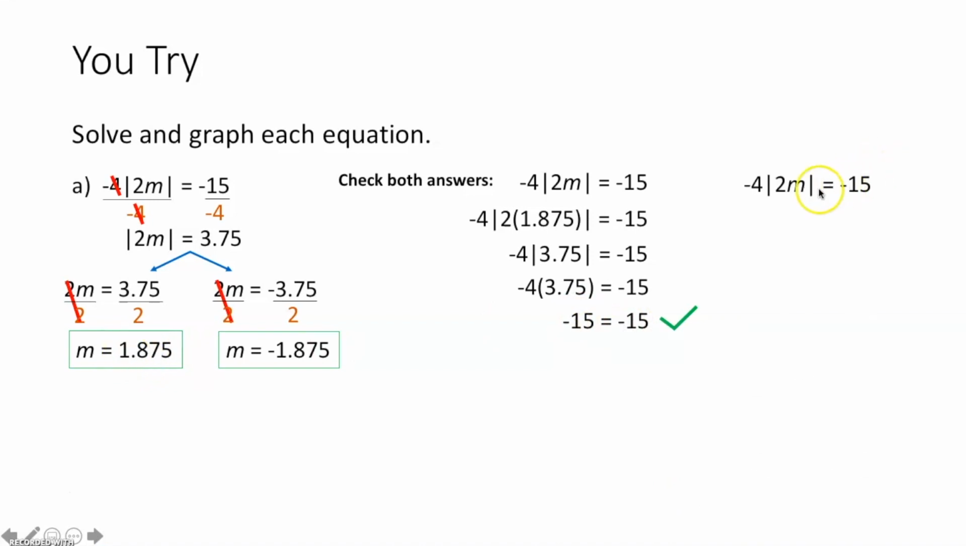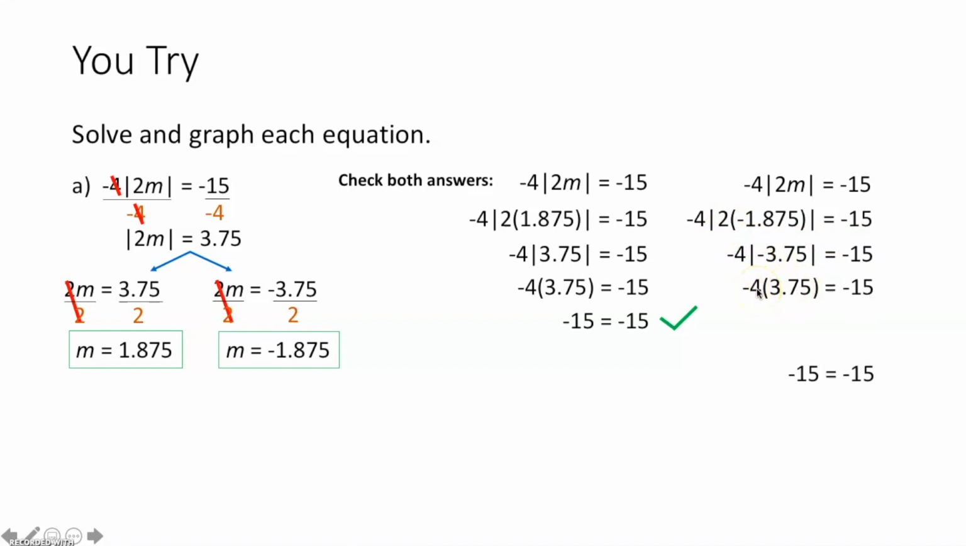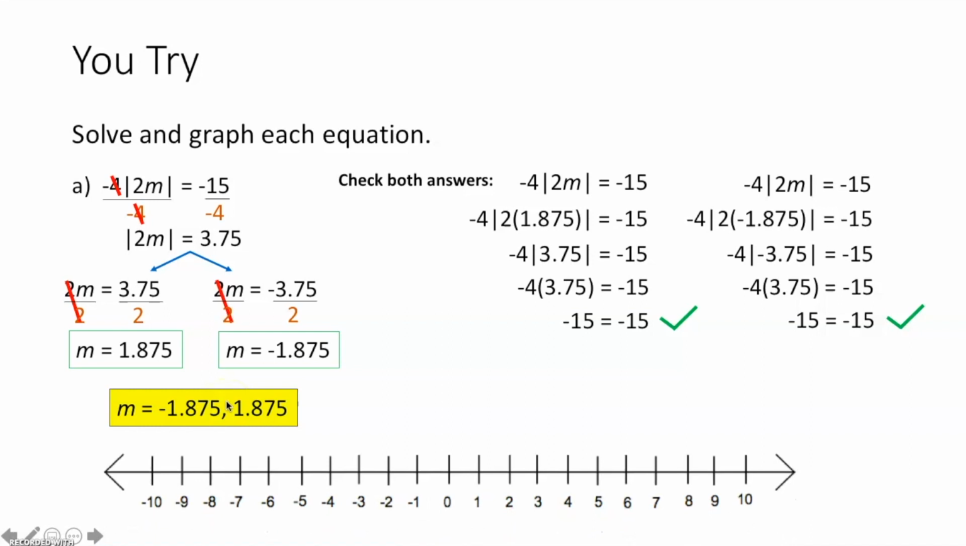Over here, same thing. Plug in negative 1.875 this time. Negative 1.875 times 2 gives you negative 3.75. What's the absolute value of negative 3.75? That's positive 3.75. We then take that and multiply it by negative 4 and get negative 15. Does negative 15 equal negative 15? Yes, it does. Therefore, both of those are your answers, and we can plot them on the number line.